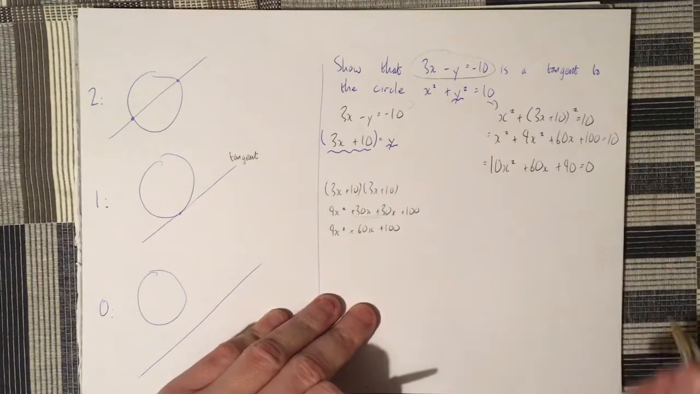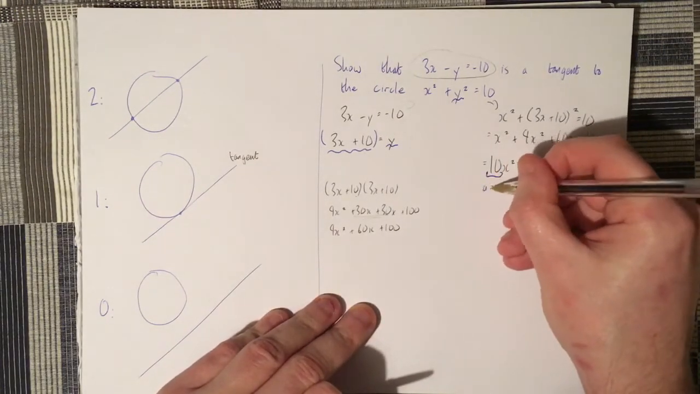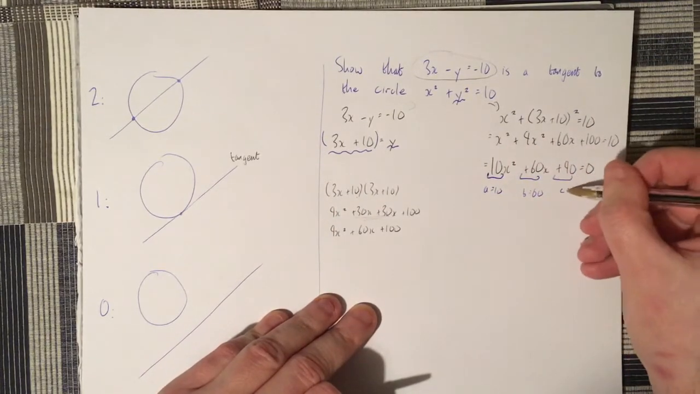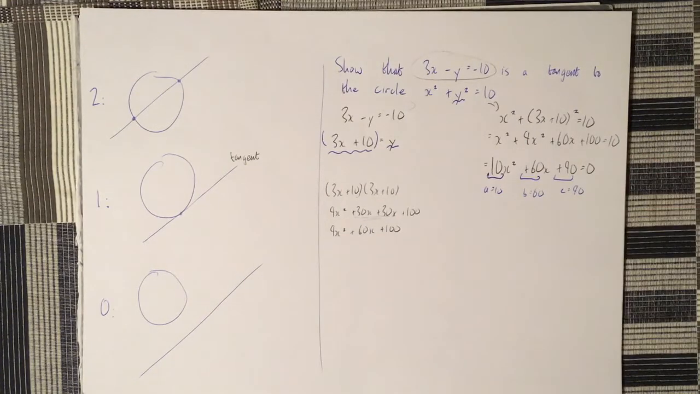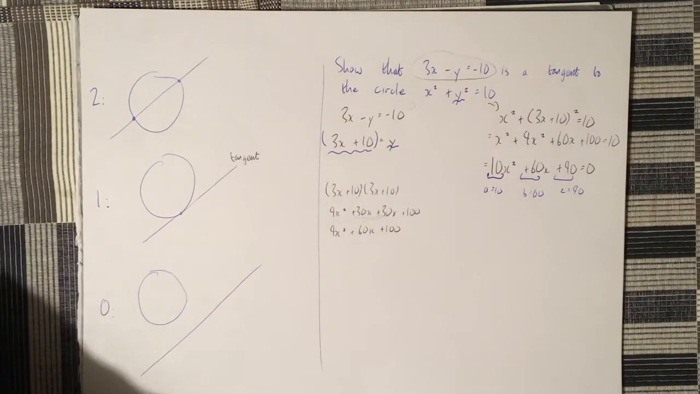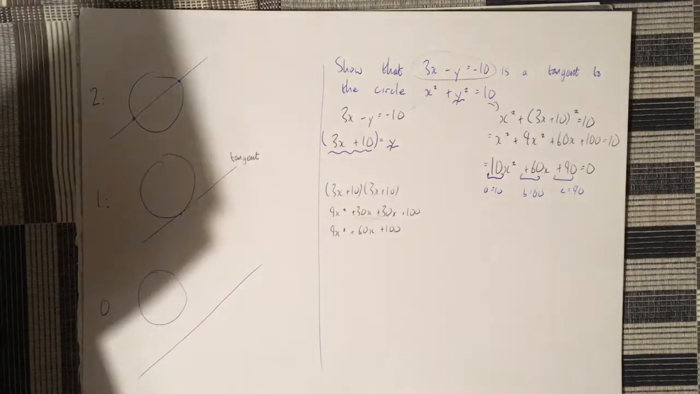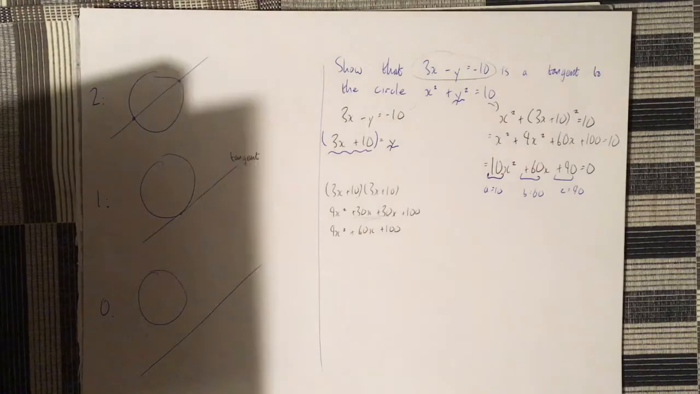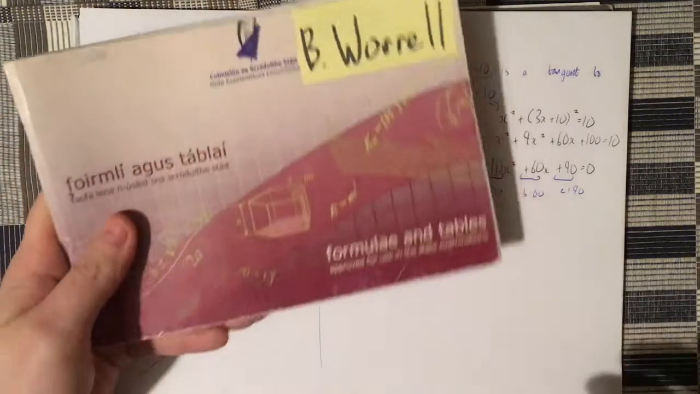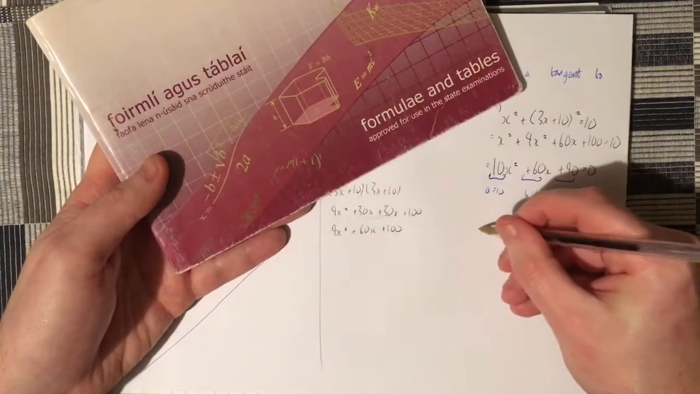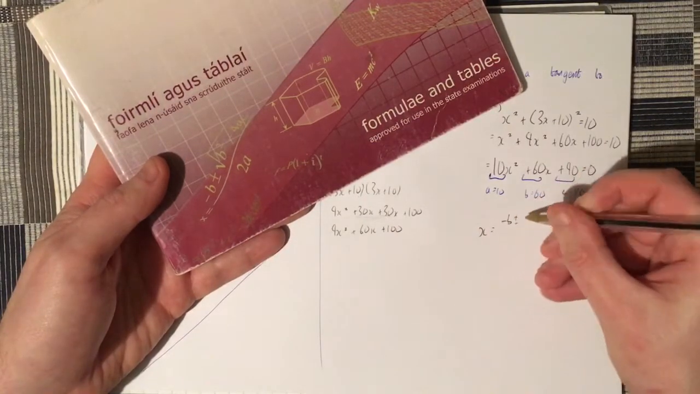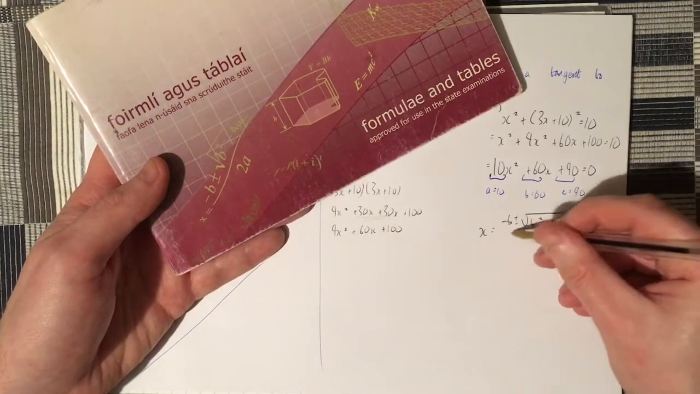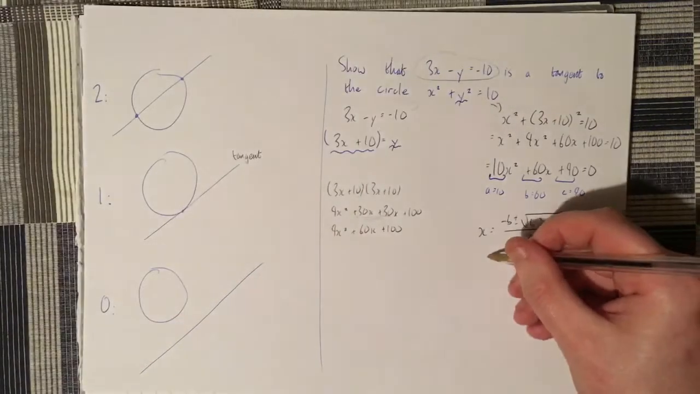Okay, so if I'm going to solve this using minus b, this is a. So a is 10, b is 60, and c is 90. My minus b formula is on the front of my log tables here. So x is equal to minus b plus or minus the square root of b squared minus 4ac, all over 2a. So let's sub into this.